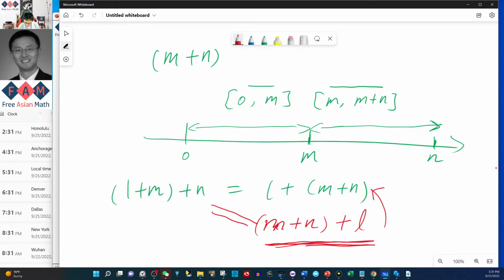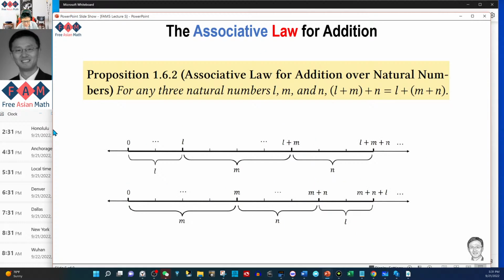So the logic is like this. We first show that this one is the same as this one in red. Now we use the commutative law to show this one. By using the commutative law, we can get this order. Okay? So that's a geometric interpretation of how the associative law works. Now, here comes a super important thing.